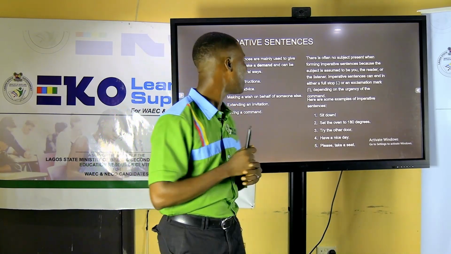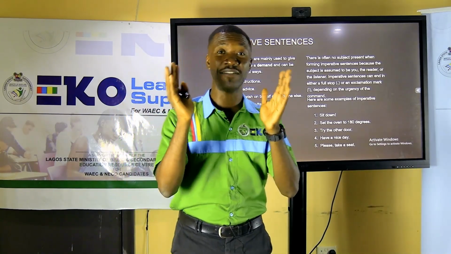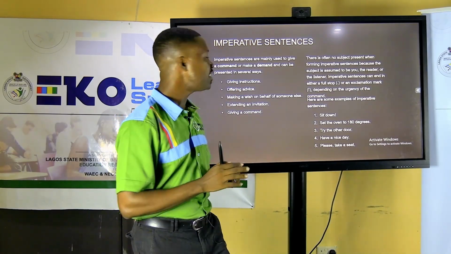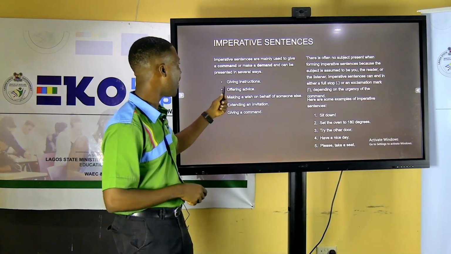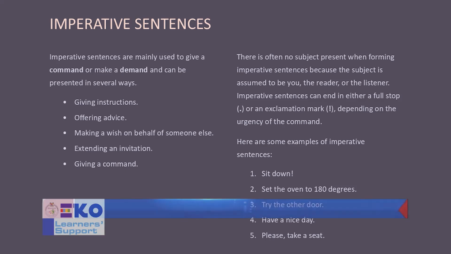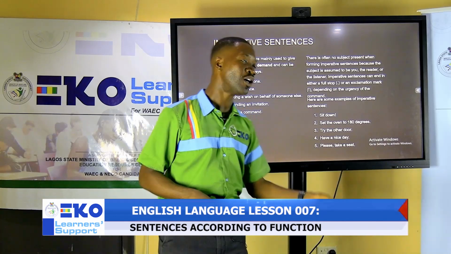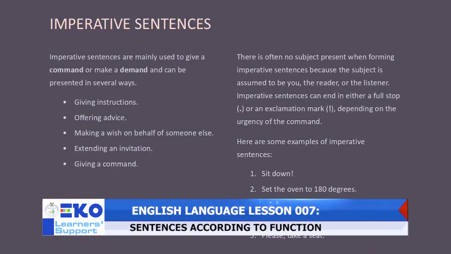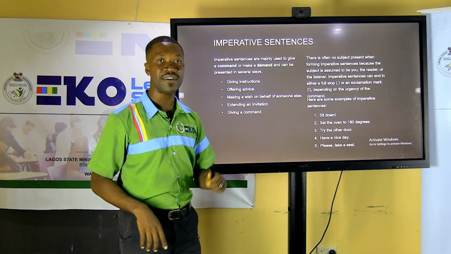What are imperative sentences? Imperative sentences are used to give a command. You want to give a command, you make use of them. You want to make a demand, and you can present it in several ways. How do you present it? Number one, you can use it to give instructions. When you want to give instructions to people, to students, you want to give instruction for something to be done, you make use of an imperative sentence. You are offering advice to someone, you make use of the imperative sentence.